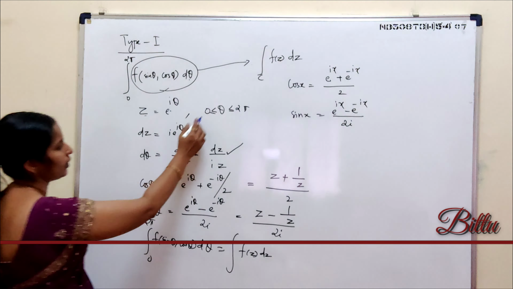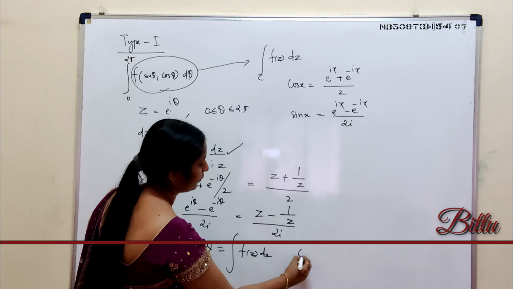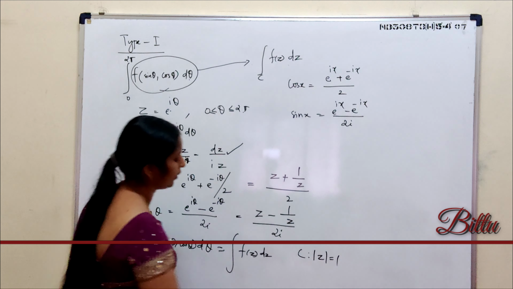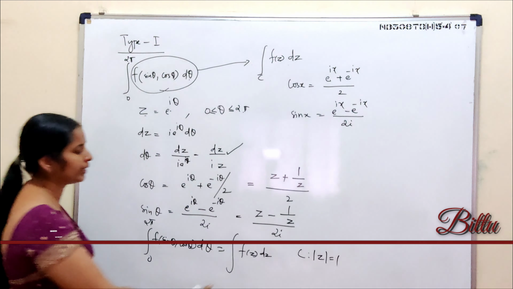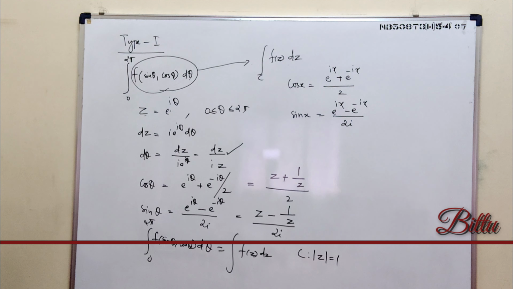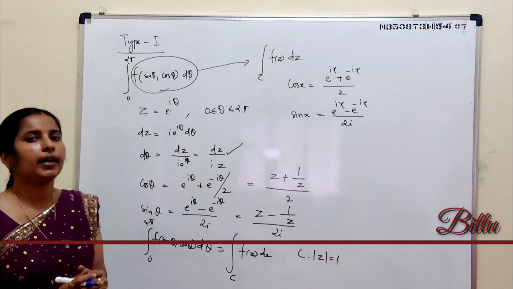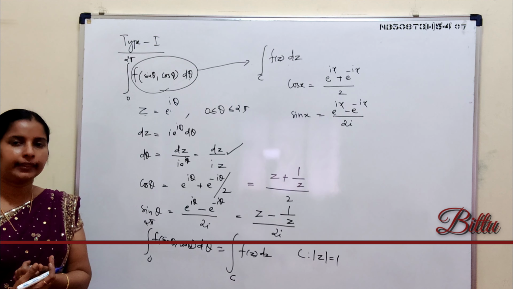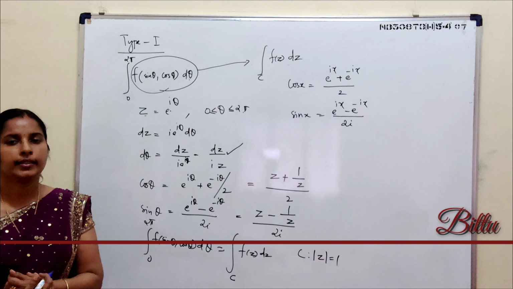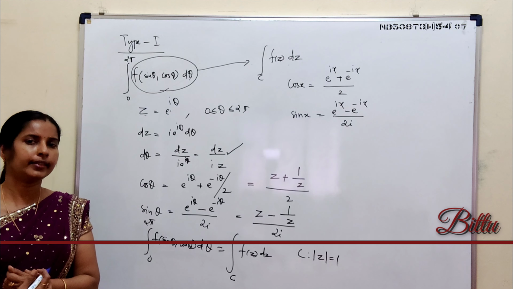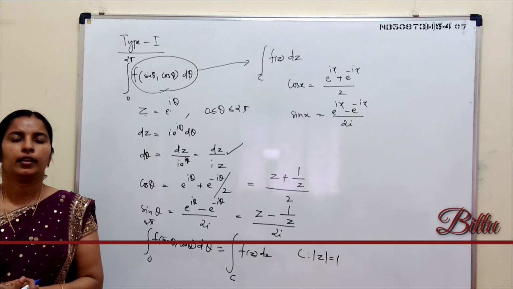As theta varies from 0 to 2 pi, z moves along the unit circle. Suppose C be the unit circle. So here z equal to e raised to i theta and theta varies from 0 to 2 pi. That means z moves along the unit circle C. So this integral becomes integral over C f z dz. Now by residue theorem, its answer is 2 pi i into the sum of residues of the singularities of f within C.